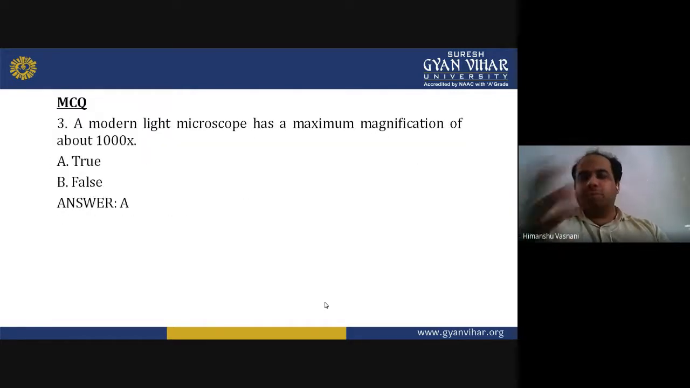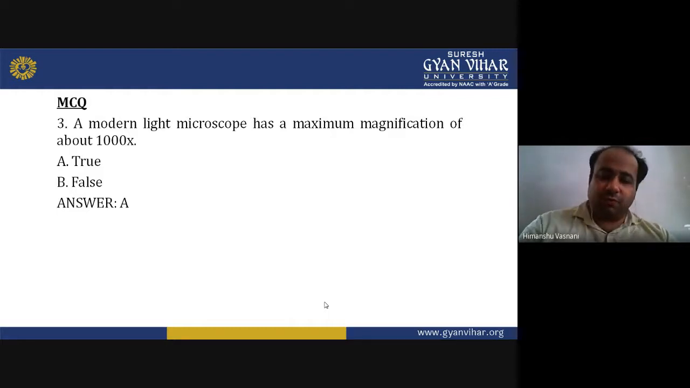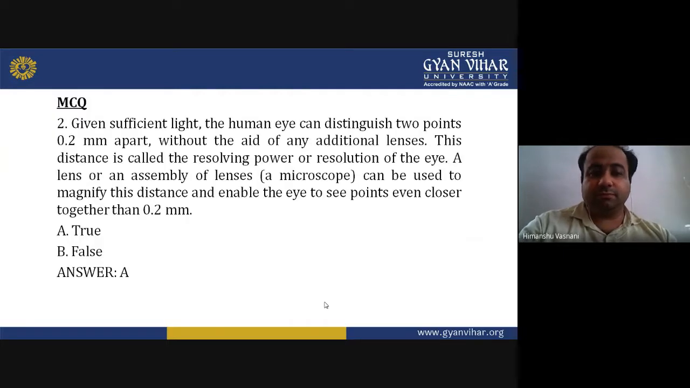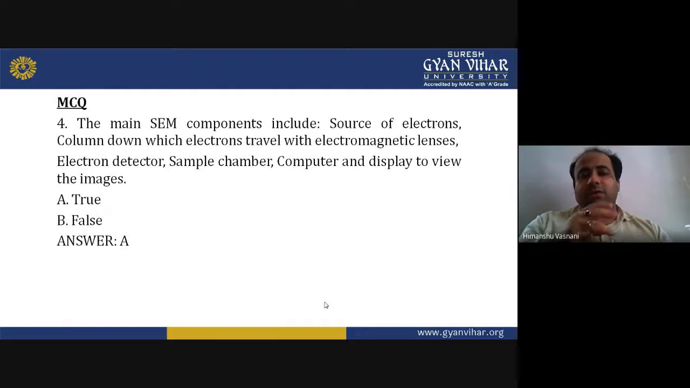Now, a modern light microscope has a maximum magnification of around 1000x. So it is true. A is the answer. Now, the main SEM components include a source of electrons, a column down which electrons travel with electromagnetic lenses, an electron detector, a sample chamber, and a computer and display to view images. It's true. A is the answer.